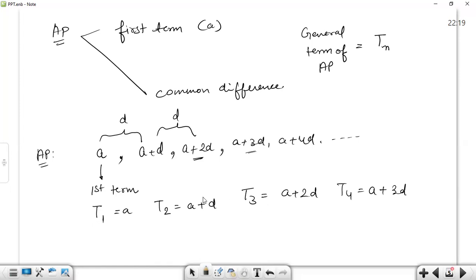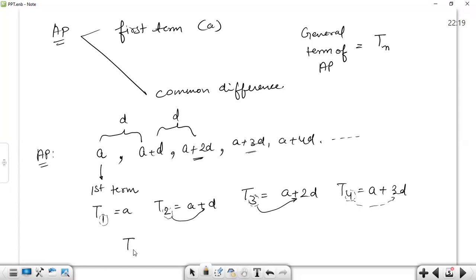So we may observe that the first term is A plus 0d and the second term is A plus d. Now we may observe the relation between the number of the term and the coefficient of d. Here the coefficient of d is 2 minus 1. The coefficient of d here is 3 minus 1, that is 2. The coefficient of d here is 4 minus 1. So if this is the first term, no common difference will be added to it. If this is the second term, then one multiple of the common difference will be added.